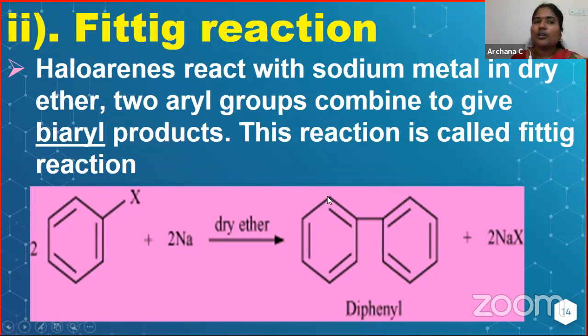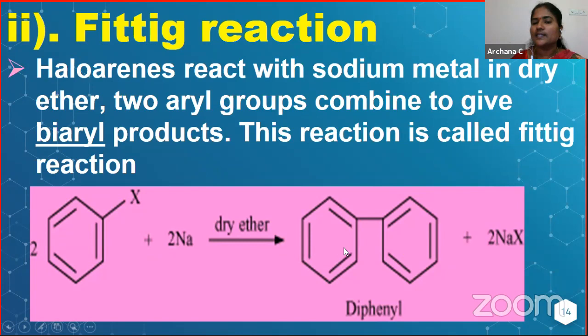This we are calling a Fittig reaction. In Wurtz-Fittig, haloarenes react with haloalkanes with sodium metal in presence of dry ether. There, you are getting an alkyl benzene. Here, when you are taking two haloarenes, they react with sodium metal in presence of dry ether. You are going to get a biaryl product, which we call diphenyl.